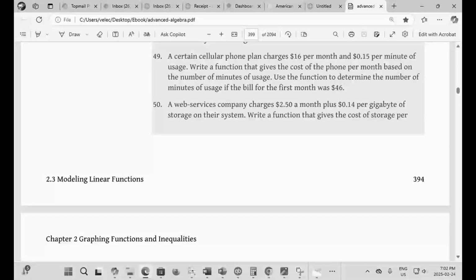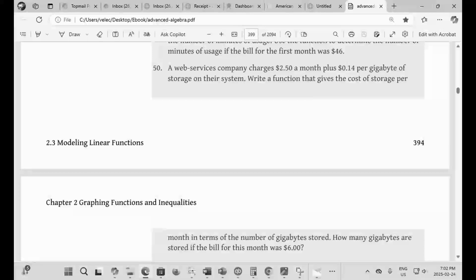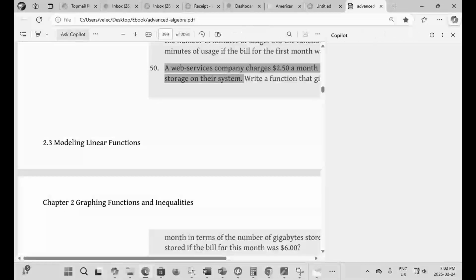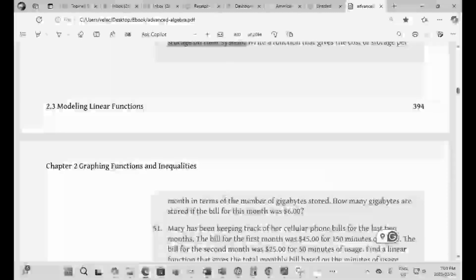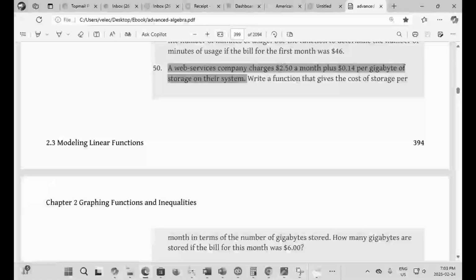Linear equations. Starting with number 50 over here, a web services company charges $2.50 a month plus 14 cents per gigabyte of storage on their system. Write a function that gives the cost of storage per month in terms of the number of gigabytes stored. How many gigabytes are stored if the bill for this month was $6?